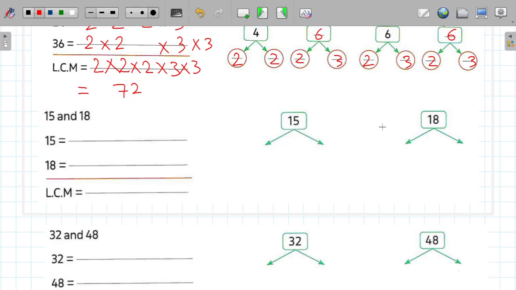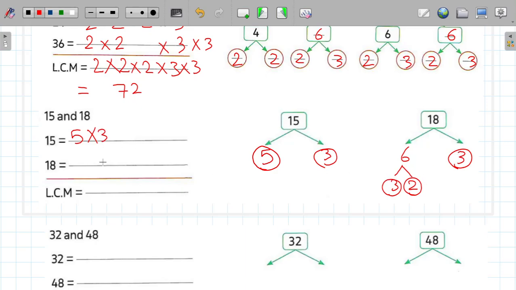Next, I have 15 and 18. And I want to find the least common multiple. So I will factorize each number. The first one here is 15 equals 5 by 3. And 18 equals 6 by 3. And 6 equals 3 by 2. So I will stop here. The first one I have 5 by 3. And the second one I have 3 by 2 by 3. So 15 equals 5 by 3. And 18 equals 3 by 3 by 2.